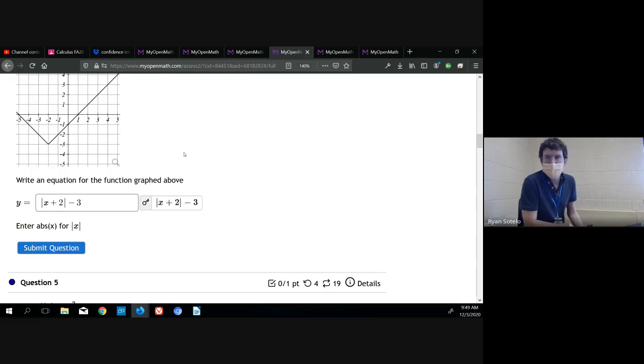Do you have to put it in parentheses? The one, x plus 2, this one you have to put in the absolute value sign. Because it's a V shape, it's not a parabola.